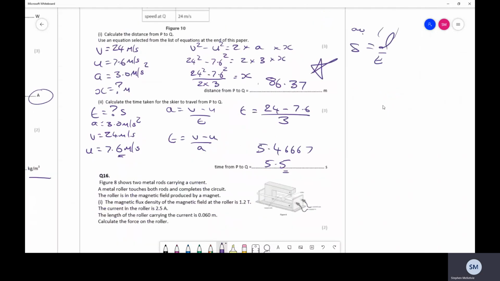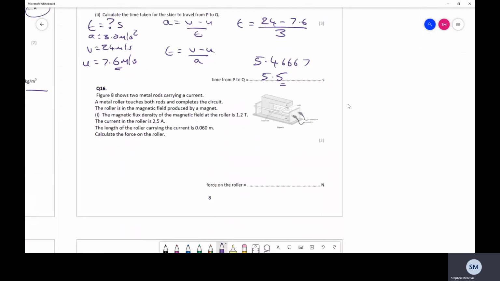Figure 8 shows two metal rods carrying a current. A metal roller touches both rods and completes the circuit. The roller is in the magnetic field produced by a magnet. The magnetic flux density, B, is equal to 1.2 tesla, and the current in the roller, I, is equal to 2.5 amps. The length of the roller carrying the current, L, is equal to 0.060. Calculate the force F on the roller. I don't know how many newtons.